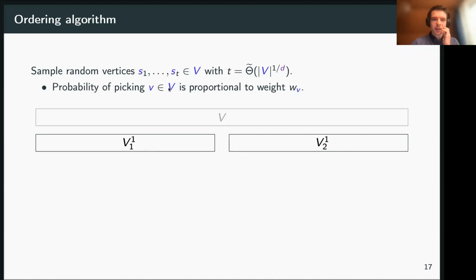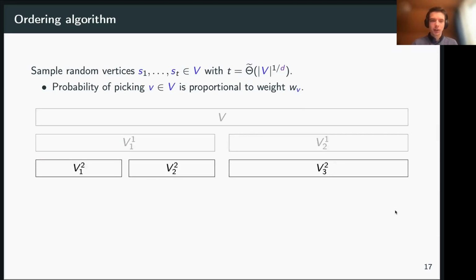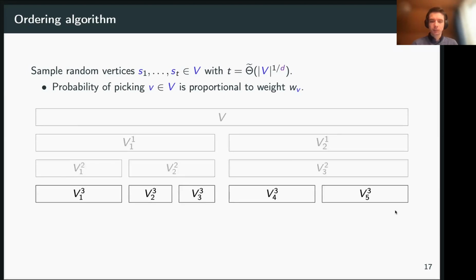So now we take the second vertex, second terminal, let's say S2, and we do the same. For each bag, we cut it into two parts using the ball centered at S2. And it might be the case that sometimes one of these bags is empty, then we ignore it. So for example, here we have a case that V2,1 is contained within the ball centered at S2 and it was not cut into parts. So we have just one bag. And we continue to do so with the next terminals.